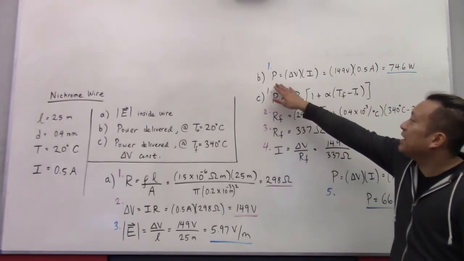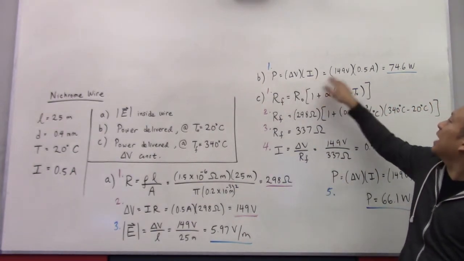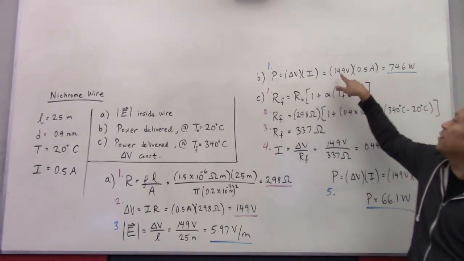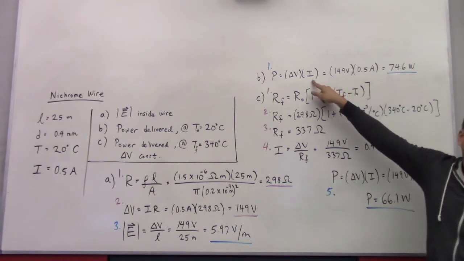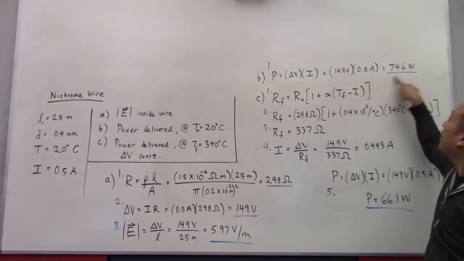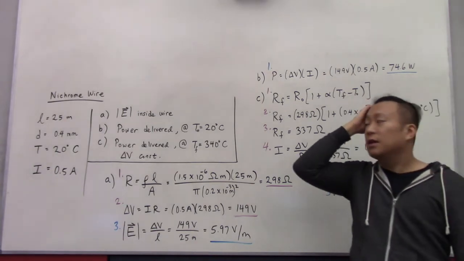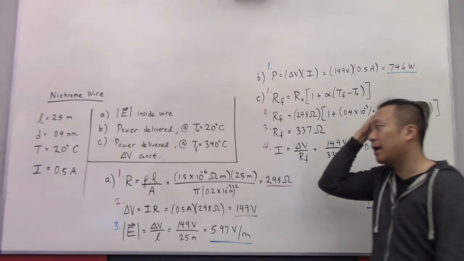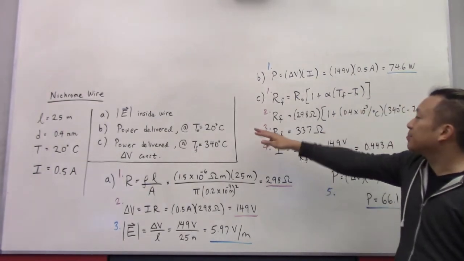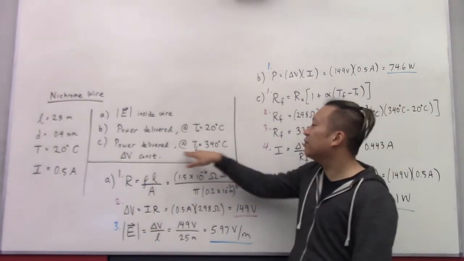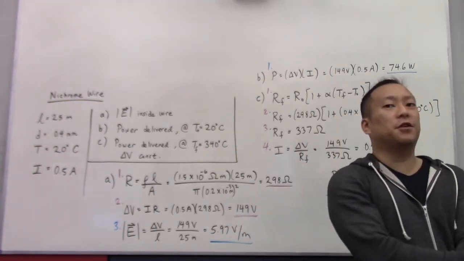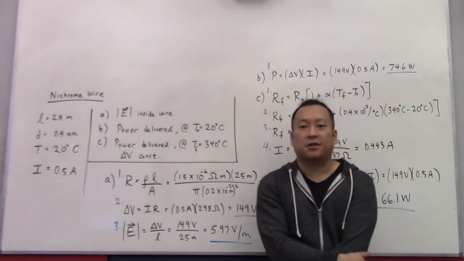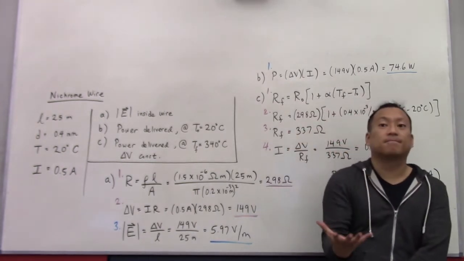We move on to part B. It's only one step, because these are already given. Oh actually no, once you figured out 149 was the voltage, and you were given the current, you get the power delivered. This is how many joules per second is delivered to your wire. That's at 20 degrees. Now, part C is that if I increase the temperature to 304 degrees Celsius, really hot, how will the power change if you kept the voltage constant?